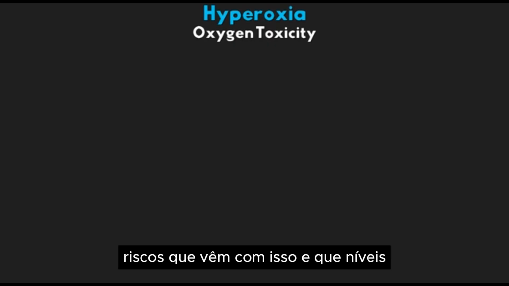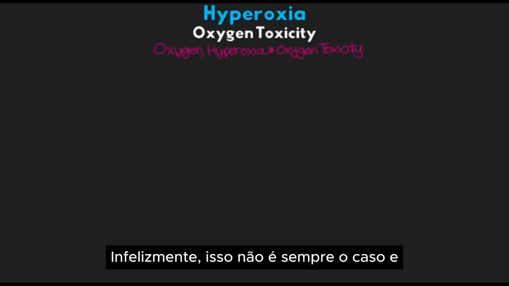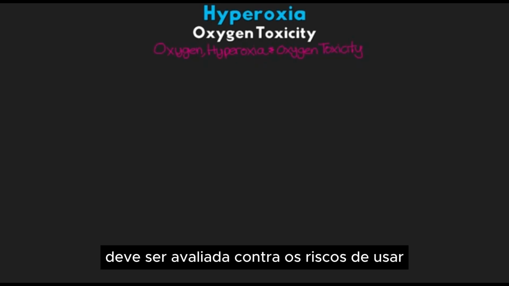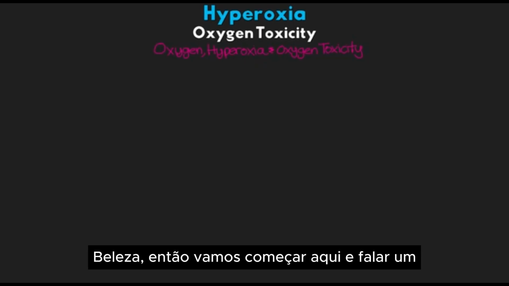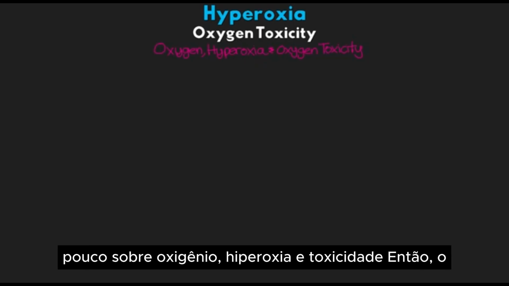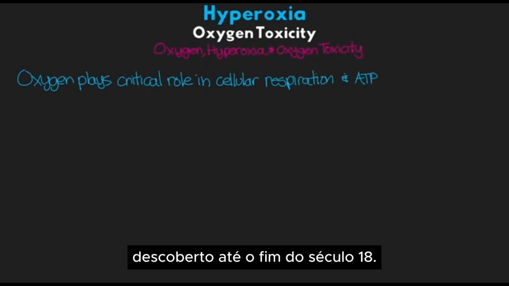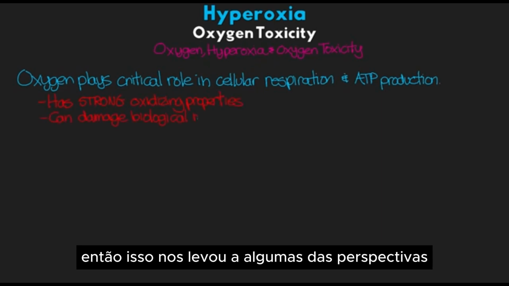Alright, so let's start things off here and talk a little bit about oxygen, hyperoxia, and oxygen toxicity. The concept of potential consequences of oxygen is really nothing new, and it actually was first discovered all the way back in the 18th century. There has been much debate around this topic though in that time, so this has kind of led us to some of the perspectives that we have today. Now, oxygen plays a critical role in our cellular respiration and the production of ATP. At the same time, it has very strong oxidizing properties that can actually damage even biological material.